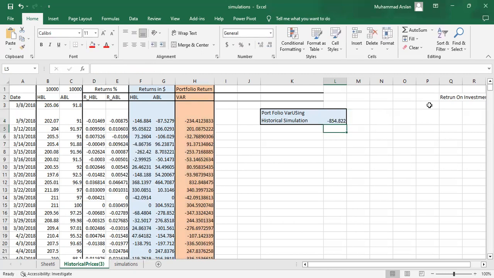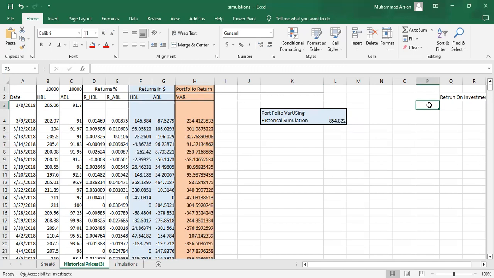So we have noticed that we suffered a loss of 854 rupees on 20,000 of investment for the given time period. So yes, that is the historical simulation approach. There is an updated method for historical simulation as well, which is known as the filtered historical simulation approach.